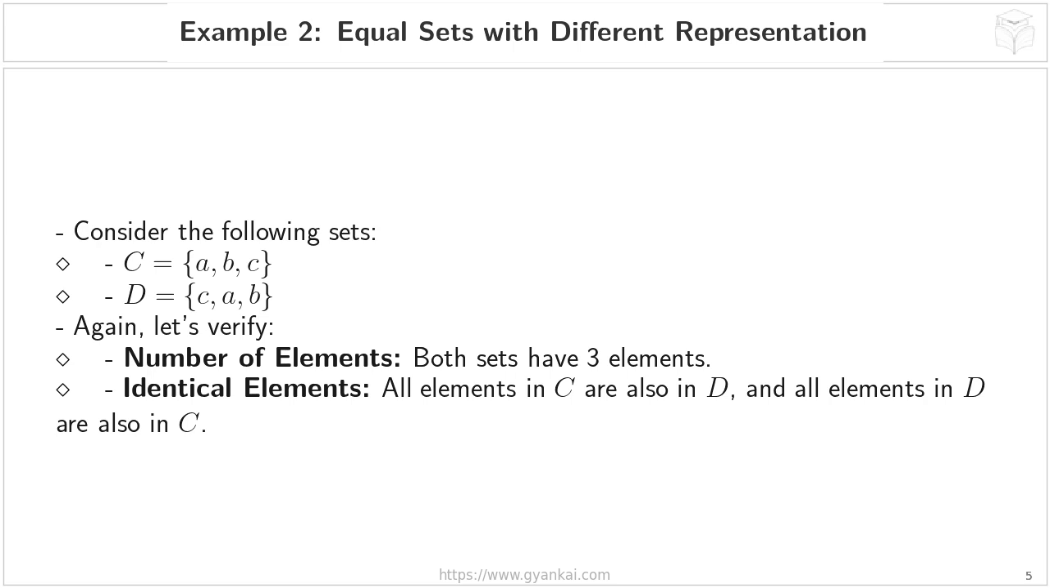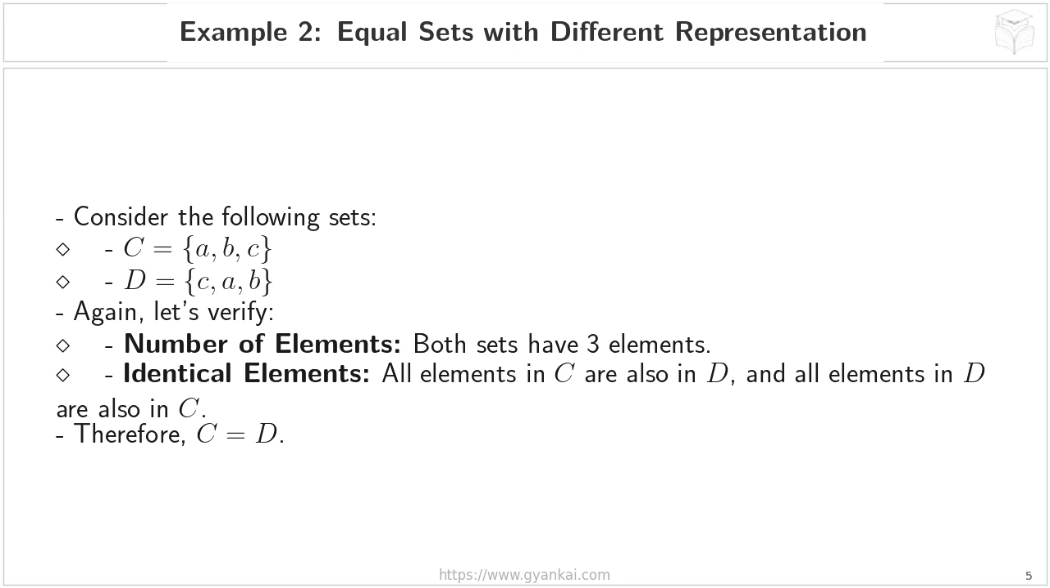We've confirmed that all the elements of C are present in D, and all the elements of D are present in C. Therefore, because both conditions, the same number of elements and identical elements, are satisfied, we can confidently conclude that set C is equal to set D, which we write as C equals D. And importantly, notice that the order in which we listed the elements didn't matter at all. {A, B, C} is the same set as {C, A, B}. Remember, sets are unordered collections. This will be important as we move forward and encounter more complex examples, like the ones we'll see on the next slide where sets aren't equal.